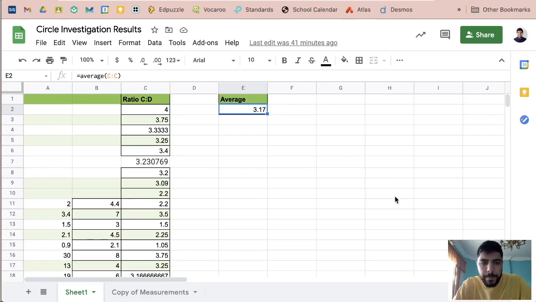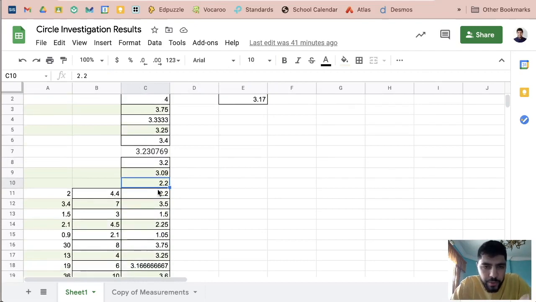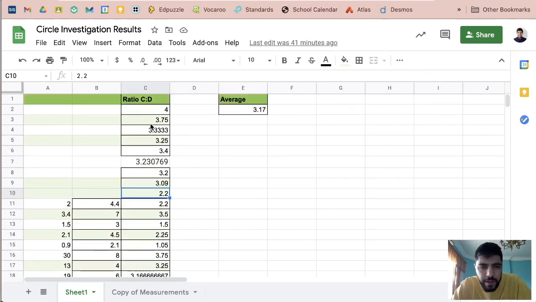Good morning. I'm going to start this video by looking at your circle investigation results. I collected all of the ratios. You measured circumferences, you measured diameters, you divided them, and you got the ratio of C to D, meaning circumference to diameter. I collected all of these ratios and put them in this sheet. If you just skim through the numbers here, you'll see most of them are around 3.